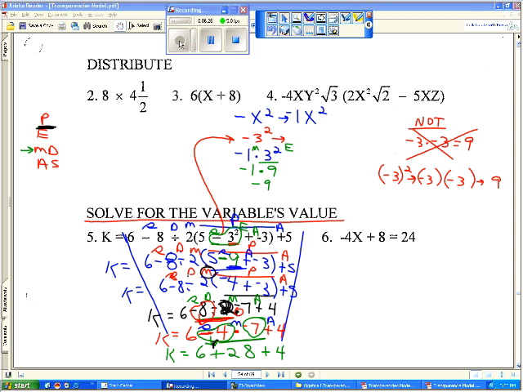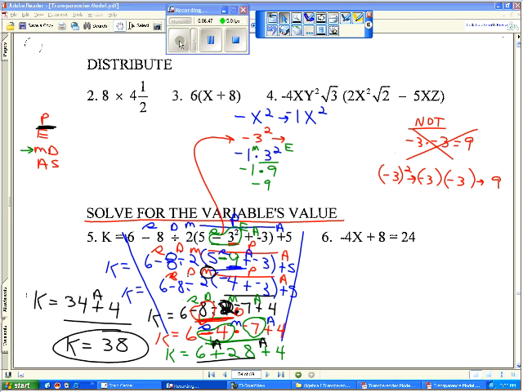We now have addition. We add from left to right. I'm going to shift it over here so we get K equal 34 plus 4. Now we can do the final addition, and so we get K is equal to 38. Any questions on number 5?